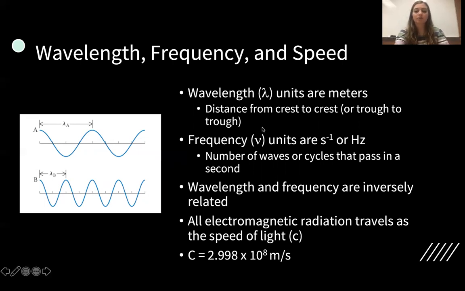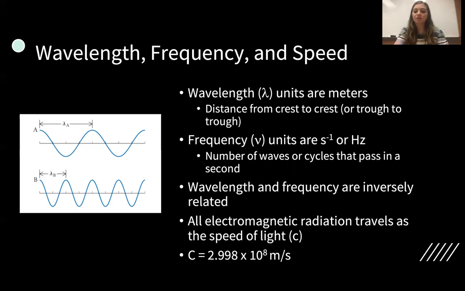Frequency uses the symbol nu, and its units are 1/seconds or hertz, and it is the number of waves or cycles that pass in a second. Wavelength and frequency are inversely related. So that means as the wavelength increases, the frequency is going to decrease. The opposite is also true. When the wavelength gets smaller, the frequency is going to get higher.